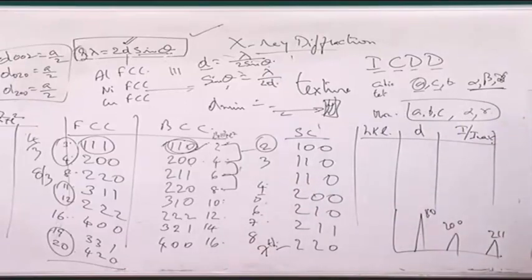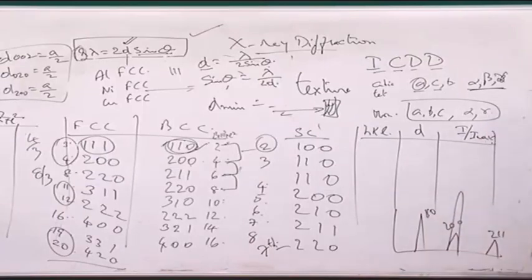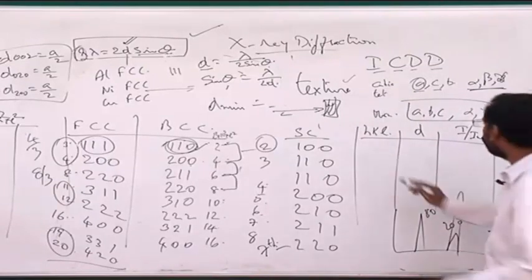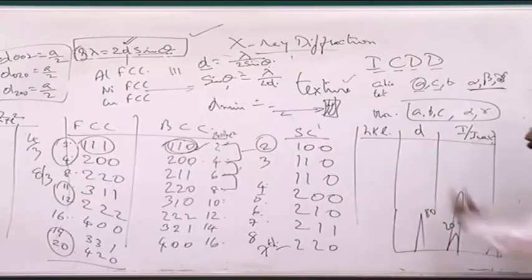Whereas in some cases you suddenly see this peak is bigger than even this peak. This is what we call texture. Okay, so that means all of them are oriented in this. And once you see this kind of pattern, what I do is take my pattern and compare it with these patterns.